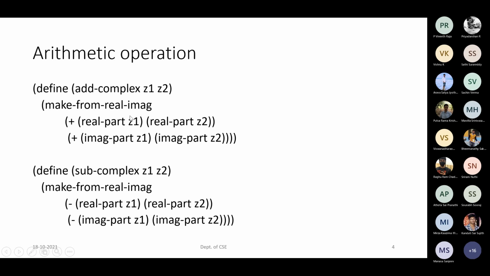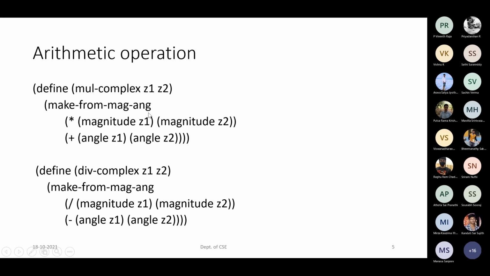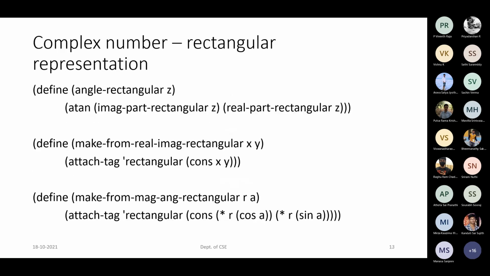So now we have to define generic procedures like real part, imaginary part, make from real imaginary. Similarly, for multiplication and division of two complex numbers, we have made use of the procedures magnitude and angle. Similarly, when we are reconstructing it back, we have made use of make from magnitude angle. So we have to now define these generic procedures. How do we define them? That's what we are going to see.